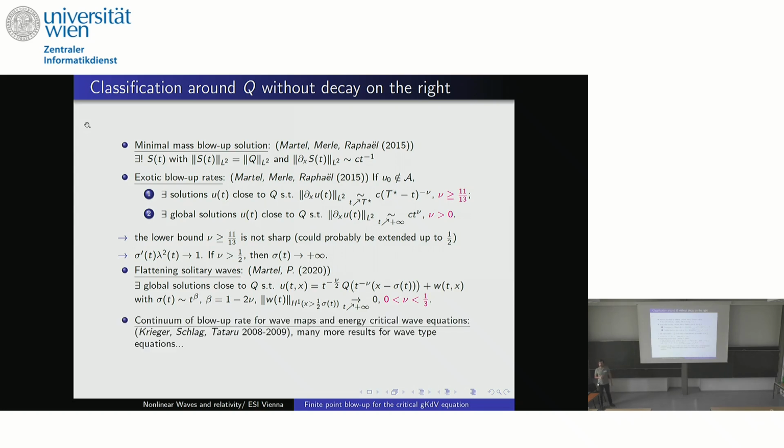And here, I should say that this result of a continuum of blow-up rates is not the first one for nonlinear dispersive equations. There is this result of Krieger, Schlag, and Tataru in 2008, 2009 for wave maps and the energy critical wave equation. I know that there are a lot of experts in the room, and the wave equation is not my world, so please forgive me if I don't cite all the results here. But somehow, I would say that this is the first one in the L2 critical case.